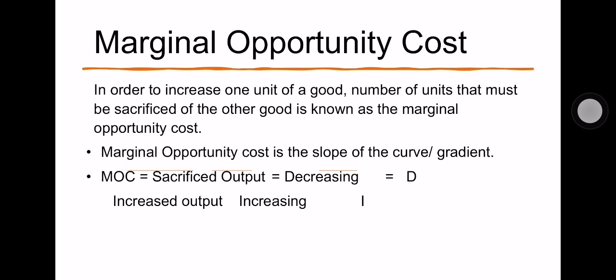Marginal opportunity cost means, the definition is that in order to increase 1 unit of a good, the number of units that must be sacrificed of the other good is known as the marginal opportunity cost.